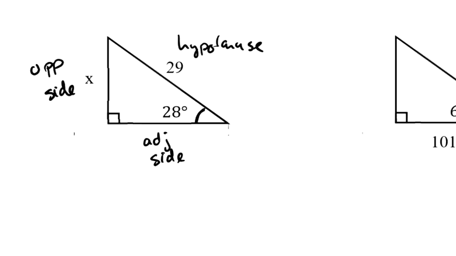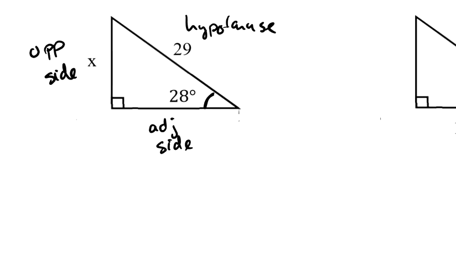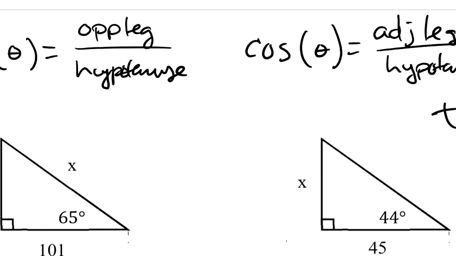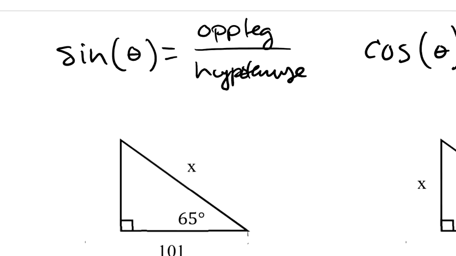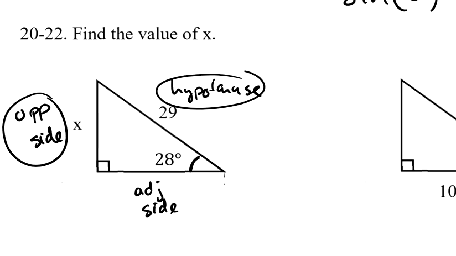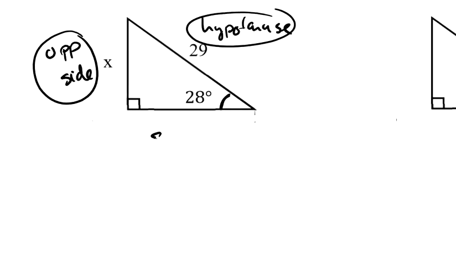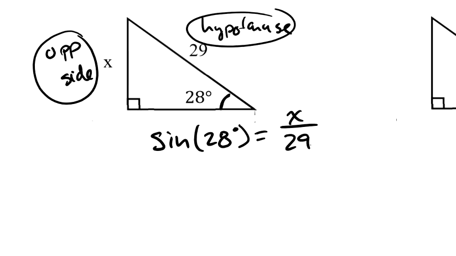So as I'm looking at this, I can see I'm clearly dealing with the opposite side. I'm trying to find that, and I know the length of the hypotenuse. So opposite and hypotenuse, I'm going to be using the sine ratio. So I would write that the sine of this acute angle, this 28-degree angle, is equal to x divided by 29.